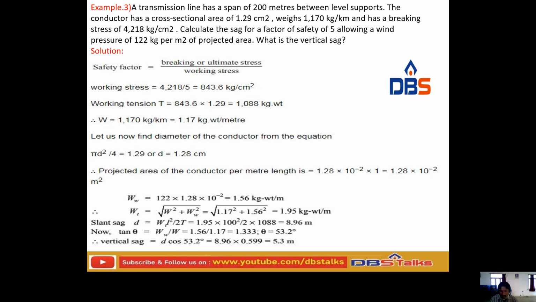From that we find tan theta, as in the previous problem, tan theta is equal to Ww by W. From that we are getting tan theta is equal to 1.333. From that theta is equal to tan inverse of 1.333, which is 53.2 degrees.